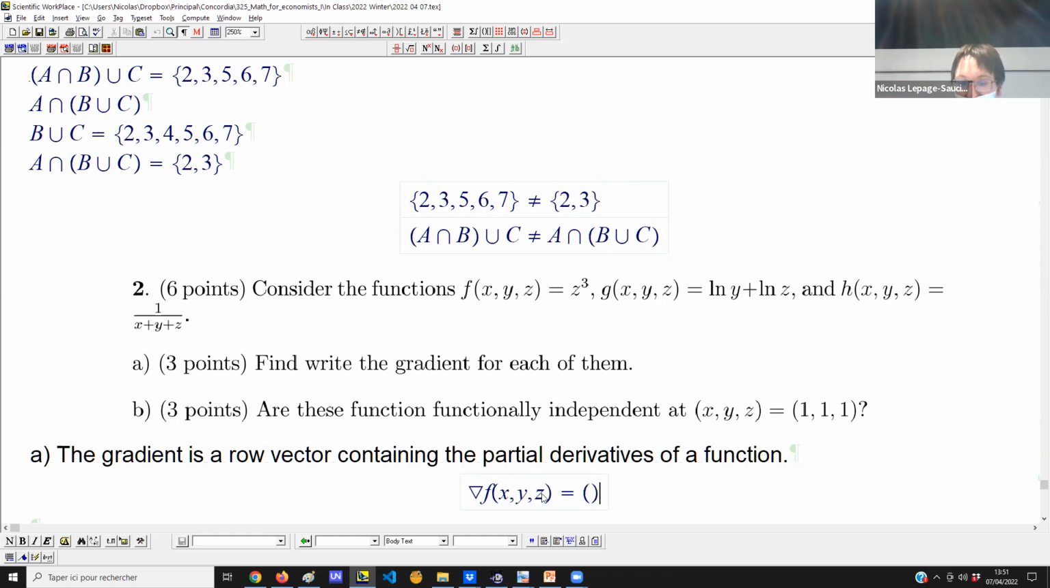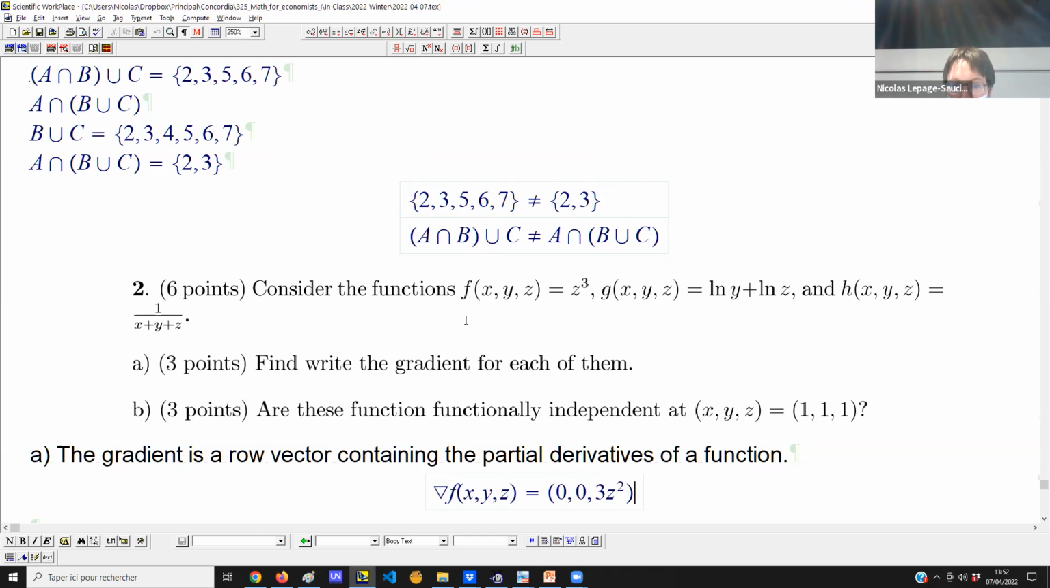So we write it in parentheses, and we write. I'm not going to be mad if you forget and write it vertically, but at some point you need to. Please do it horizontally. That's the way we do it for grading. So here the f dx is 0, the f dy is 0, and the f dz is 3z.